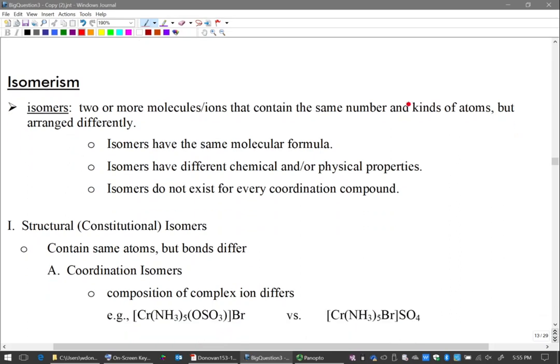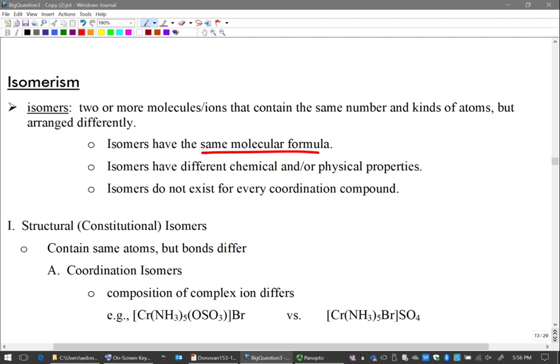And isomers are two or more molecules or ions that have the same number and kinds of atoms but arranged differently. So that means they have the same formula, because they have the same number of all the different kinds of atoms that are found in them. But they have different properties somehow. The members of a group of isomers are going to have different properties in some way. They might have different physical properties, or different chemical properties, or different physical and chemical properties.